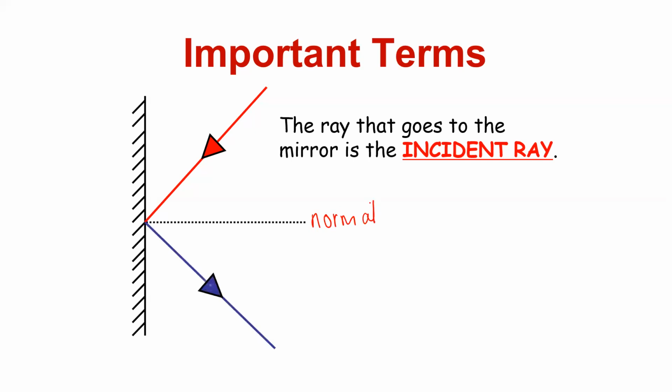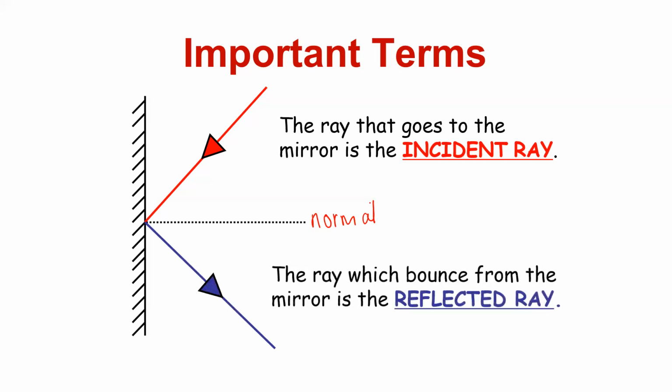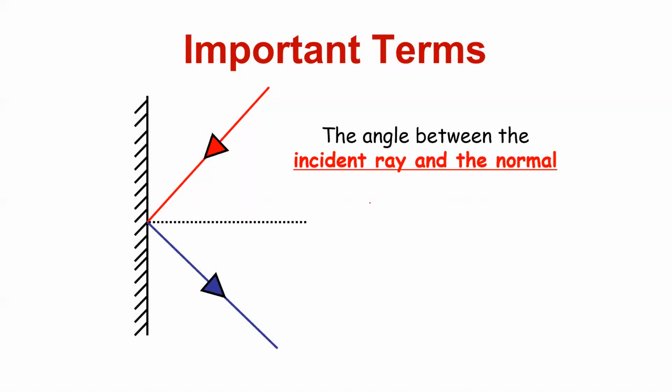Okay, then the light will bounce off it, and the bounce of light is called the reflected ray. So incident ray, reflected ray. Next, very important, you need to know the angles. Every time for light, the angle is always measured with respect to the normal. It's not with respect to the mirror. It's always between the ray and the normal.